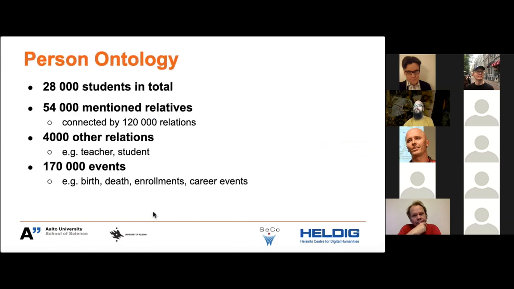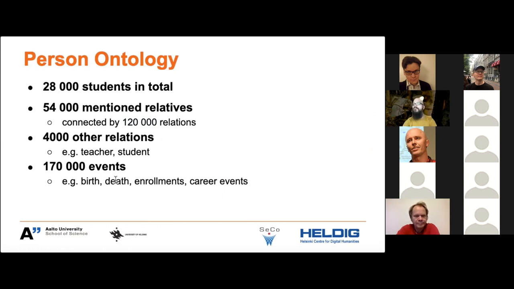In total, the person ontology contains 28,000 students and 54,000 relatives mentioned in the descriptions. Machine learning methods were used to disambiguate the relatives mentioned in different descriptions. Our aim was to interlink the person references from the earlier data set to the later one. In total, there are 120,000 family relations connecting the students and their relatives, and 4,000 other relations, for example connecting a student with a teacher.